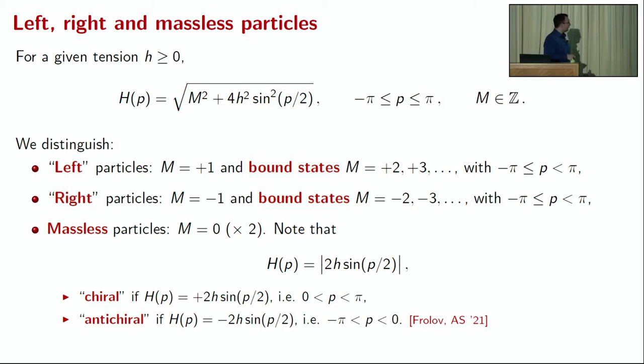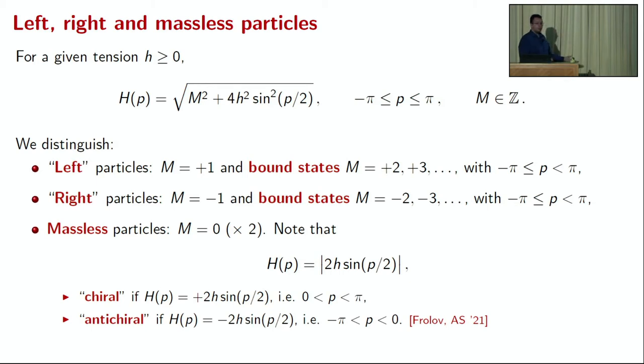Okay? These are not relativistic massless excitations, of course. The velocity of these particles is not constant. It's not the speed of light, but it's basically cos p over 2. But still, we have this cusp, and we have to be a little bit careful with it. OK, so this is the particle content.